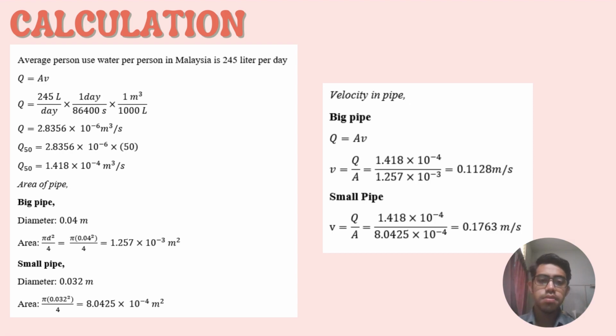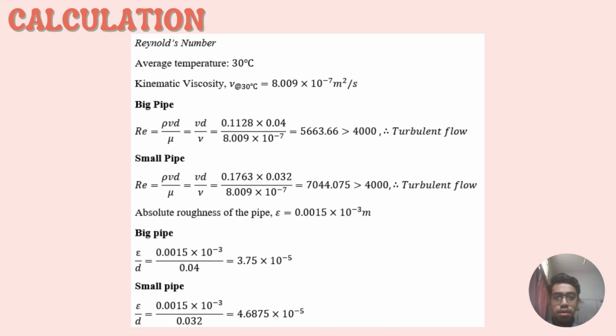After we get the area, we can calculate the velocity in the pipe for both pipes by using the formula Q equal to AV, where V equal to Q over A. So by using this formula, we get for the big pipe 0.1128 meter per second, and the small pipe is 0.1763 meter per second. Next, we can calculate the Reynolds number.